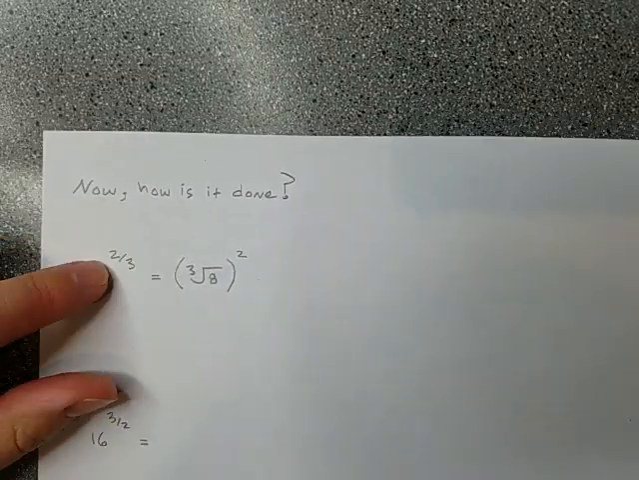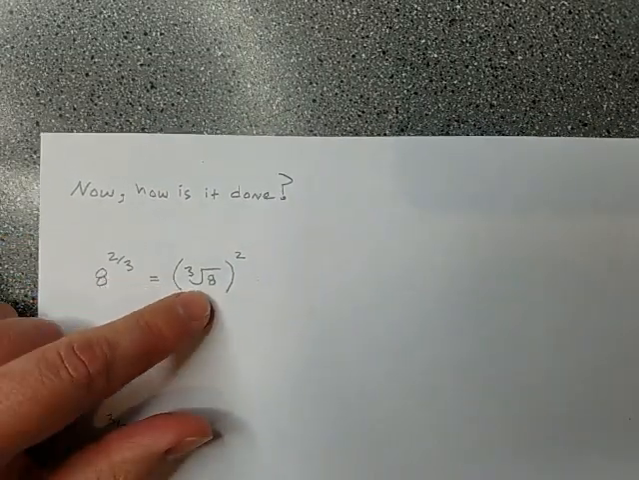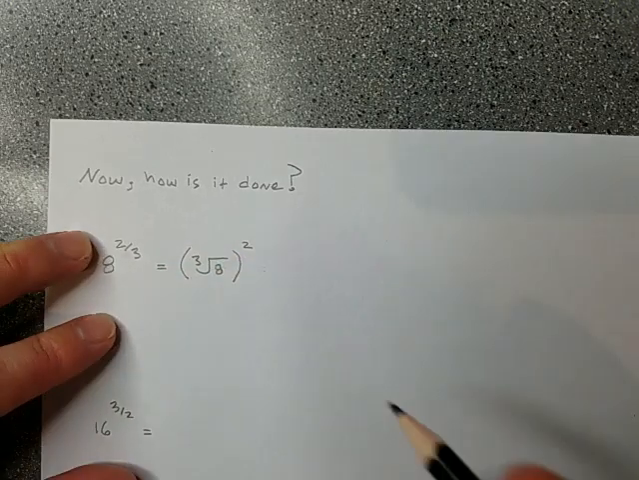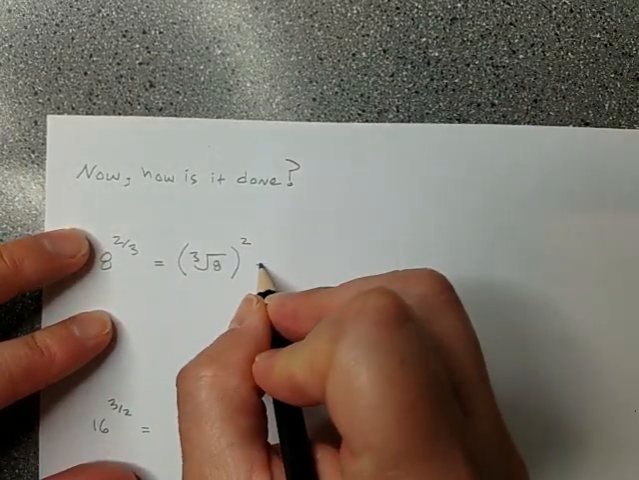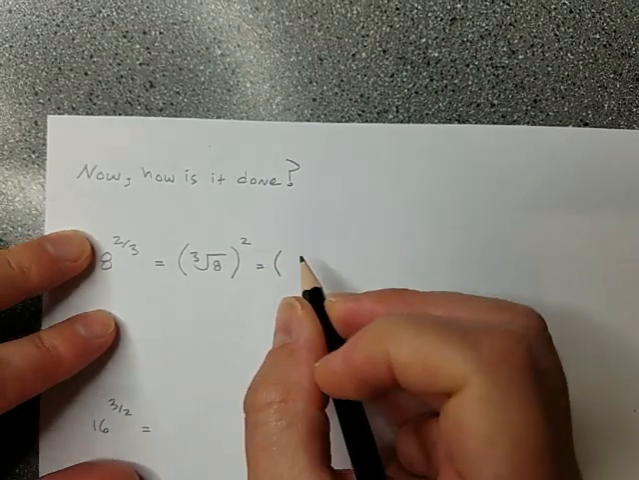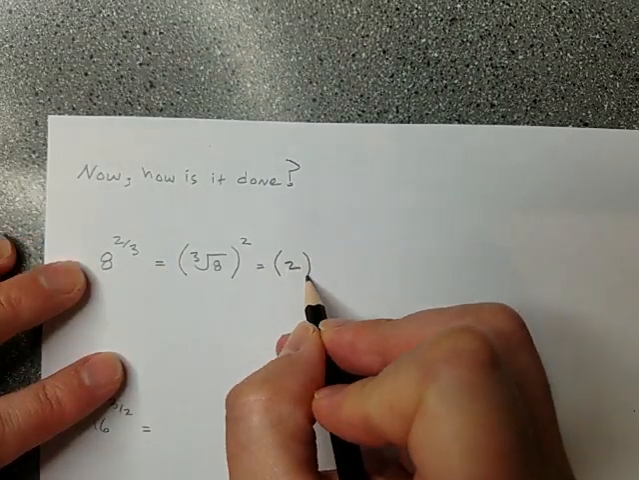So 8 to the 2/3 power. Okay, so I explained that would be the 3rd root of 8, then squared. Now, remember how we just talked about how roots are done? All right, yeah, we just talked about that. 3rd root of 8 is 2.